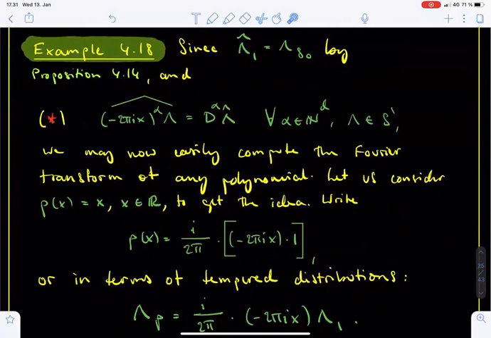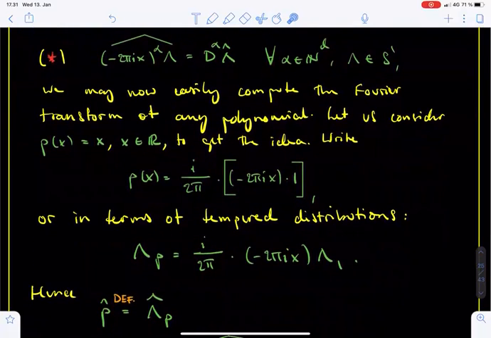In order to avoid notational complications, we concentrate on a simple special case, namely computing the Fourier transform of the polynomial p of x equals x, and only for x on the real line. Once you get this idea, the generalization to other polynomials and higher dimensions is entirely straightforward. We start by writing the polynomial p of x in the following way. P of x equals i over 2 pi times (minus 2 pi ix) times 1.